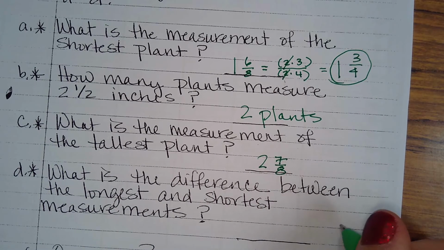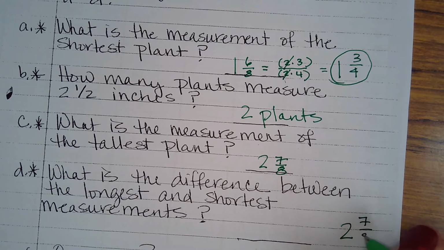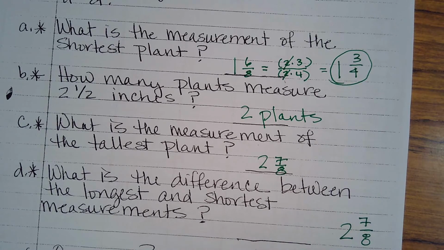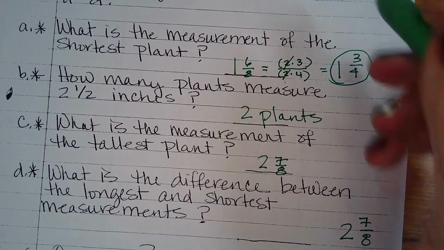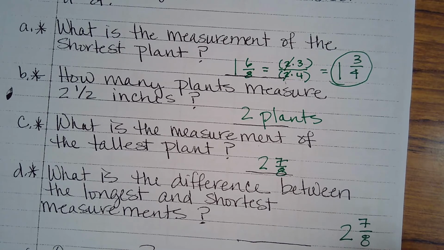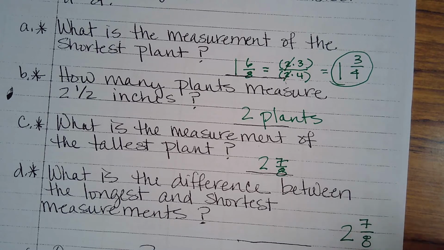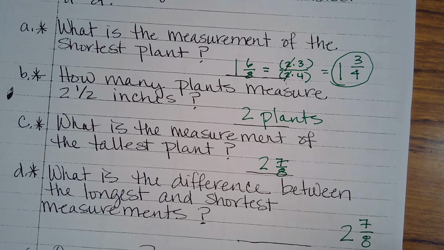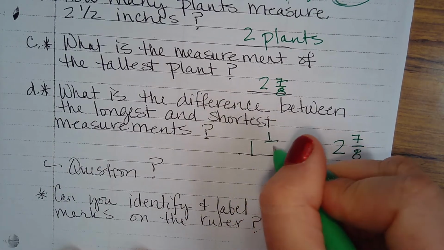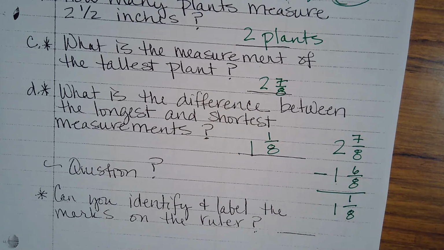So I have to take the longest and subtract the shortest, right? And that is 2 7/8 subtract 1 6/8. 7 subtract 6 is 1/8. 2 subtract 1 is 1. So 1 1/8. How did you guys do on that?